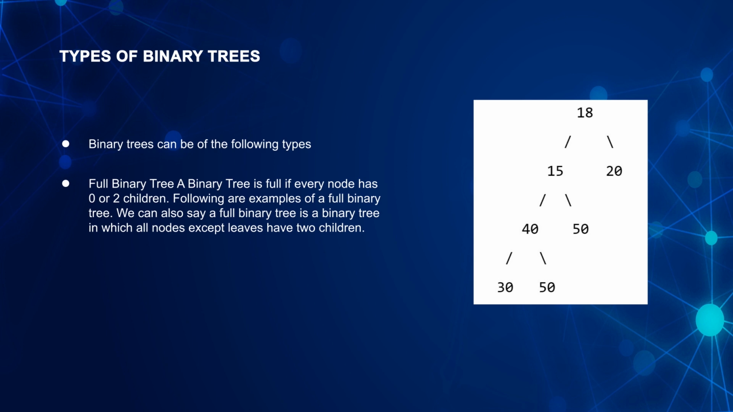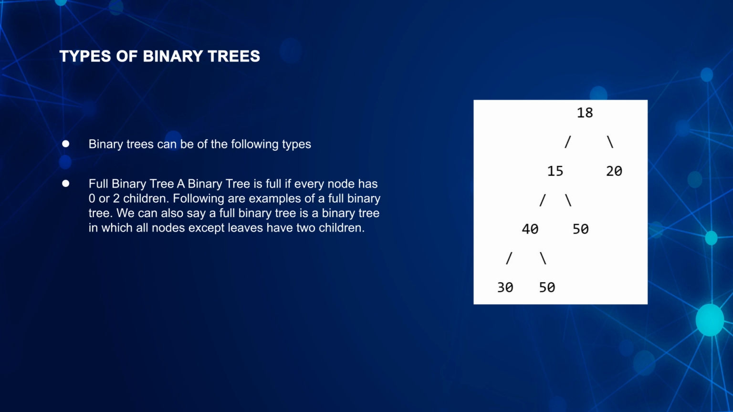Again 15 has 2 children, 40 and 50. 40 again has 2 children, 30 and 50. Here 18, 15, 40 are all internal nodes, and all produce 2 children. 20 cannot produce any children, so it is called an external node, or leaf node. 50 and 30 are all leaf nodes.